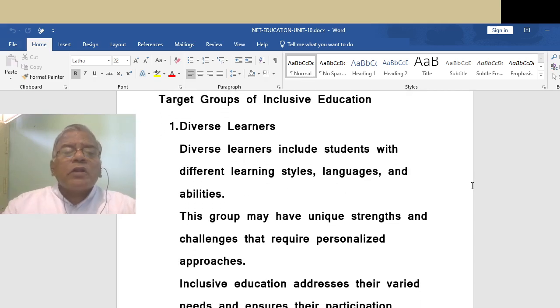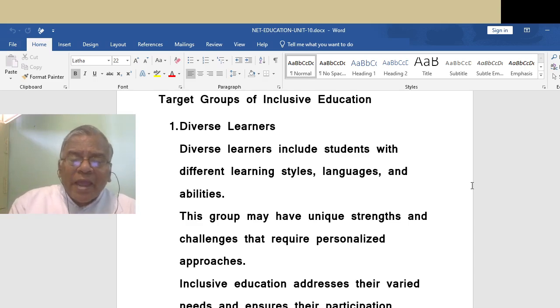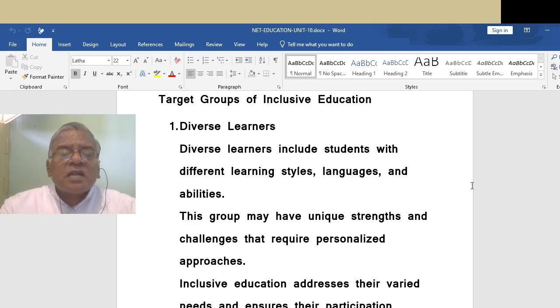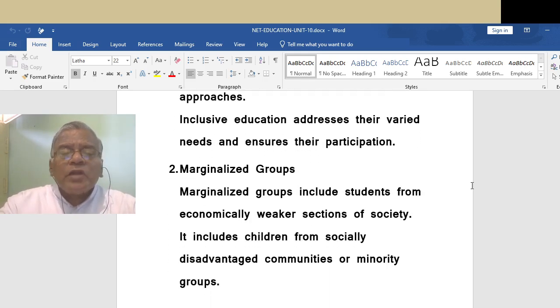What are the target groups of inclusive education? First of all, diverse learners. Diverse learners include students with different learning styles, languages, and abilities. This group may have unique strengths and challenges that require personalized approaches. Inclusive education addresses their varied needs and ensures their participation.